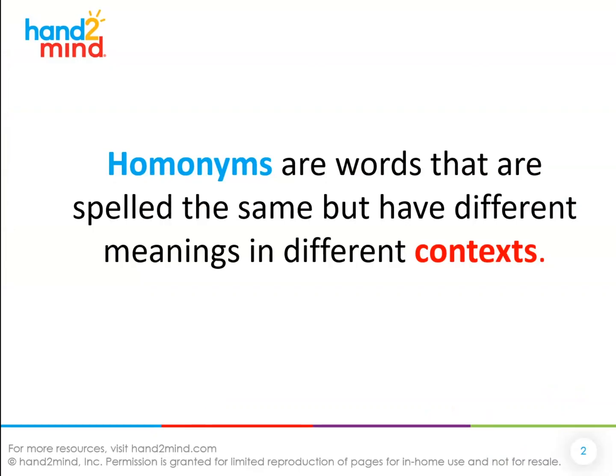Homonyms are words that are spelled the same, but have different meanings in different contexts. So homonyms are words that look exactly the same, but depending on what sentence they're in, they can mean different things. It's important that we understand what homonyms are because when we read, we could come across a homonym, and it's really important that we know that that word could mean different things. So that way we can figure out what that word means in the sentence that we're reading. Let's look at some examples of homonyms so that we can start to understand how they're used.